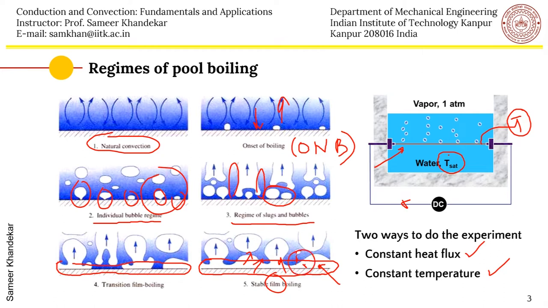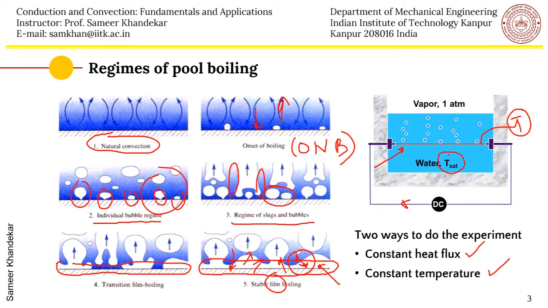So essentially we see that when you do this experiment in a controlled fashion, several regimes or morphological structures of the liquid and vapor are seen. And this is a new dimension to heat transfer. So far you have been studying single phase heat transfer, and now you can immediately see that two phases are involved, and depending on the distribution of these phases, the physical morphology of the fluid close to the heater changes as we increase the heat flux or change the temperature or the degree of superheat. So these are the regimes: natural convection, onset of boiling, individual bubble regime, regime of slugs and bubbles, transition to film boiling, and then immediately after that stable film boiling takes place.